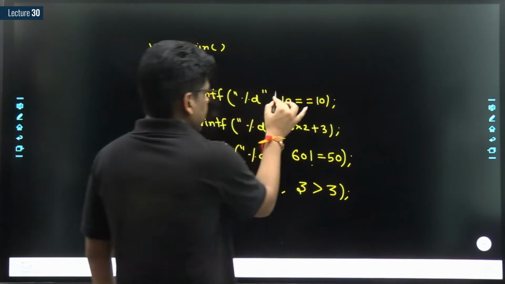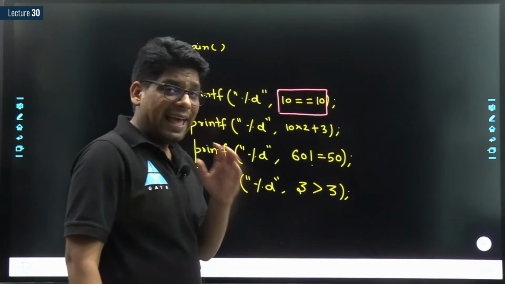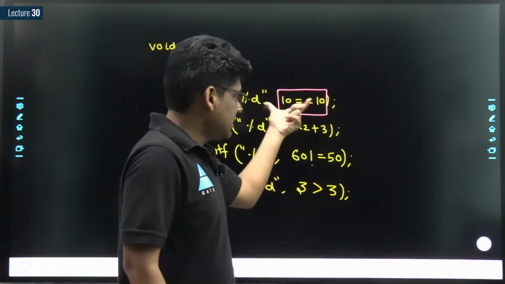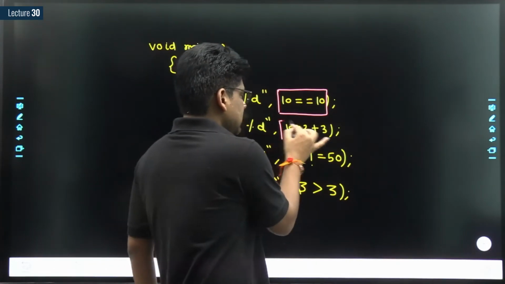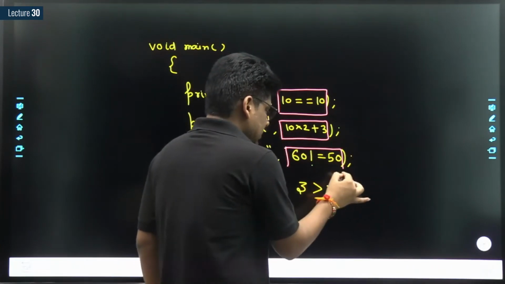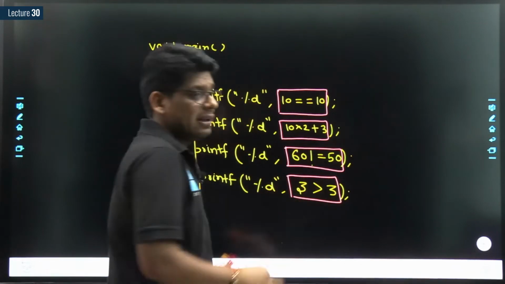Because, sir, we have a relational operator. Is there any value associated with the relational operator? Yes, sir. That means, can I say this is an expression? Yes, sir. This is an expression. Sir, is this an expression? Yes, this is an expression. Is this an expression? Yes, sir, this is an expression. Is this an expression? Yes, sir, it is also an expression.